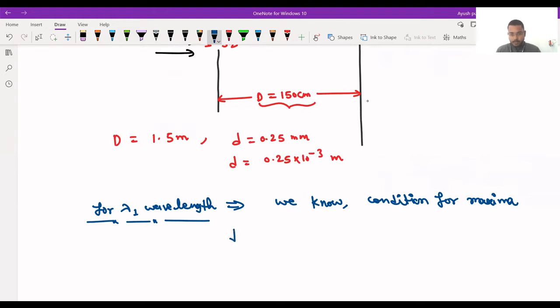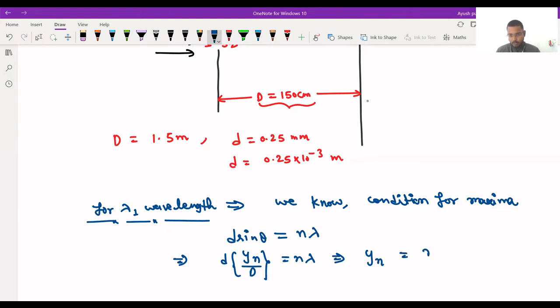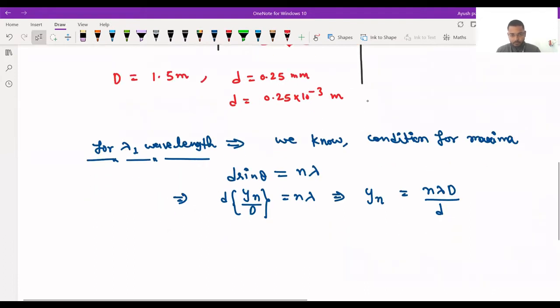Okay, great. The condition of maxima is d sin theta is equal to n lambda, or we can write sin theta is equal to yn upon capital D. Here yn is the distance of nth maxima from the central maxima, and capital D is the distance of screen from the two slits, so d yn upon D is equal to n lambda. So from this we can write yn is equal to n lambda capital D upon small d. Great. Now here I am calculating this for lambda 1, and also I am calculating for first maxima, right?